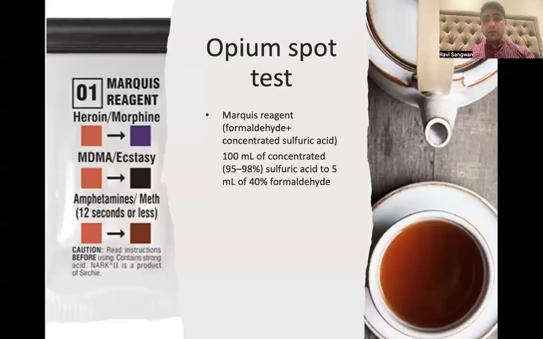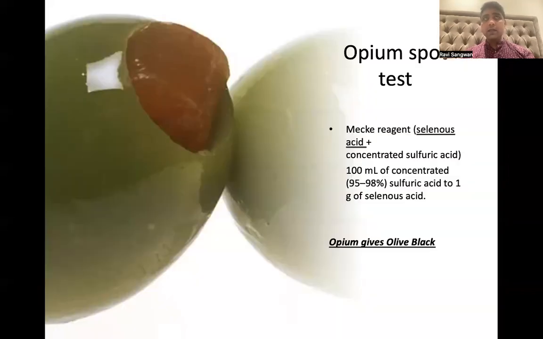Okay, and this is the opium spot test, and in this test we are using Marquis reagent. If you see this coffee color while doing this test, it means it contains opium. Mostly our crime scene team, the forensic science team, especially in Rohtak, if I have to talk about it, use these kinds of tests to identify whether a particular substance is opium or not. And this is also an opium spot test in which we are using MEC reagent. By using these chemicals, you can easily identify that opium gives an olive black color.